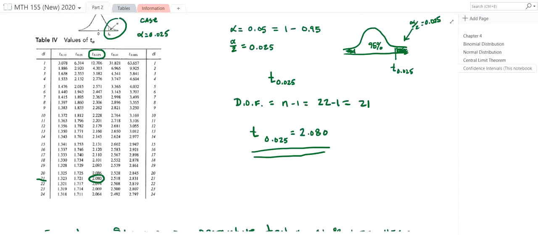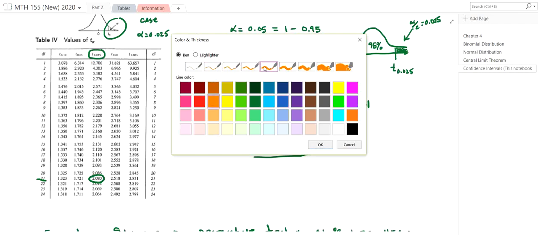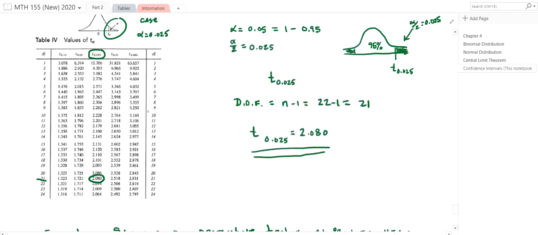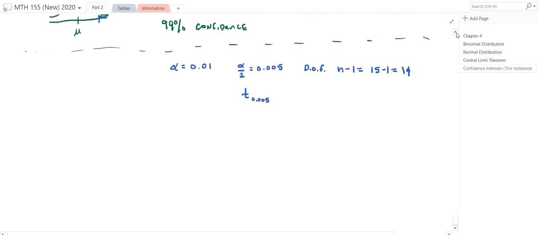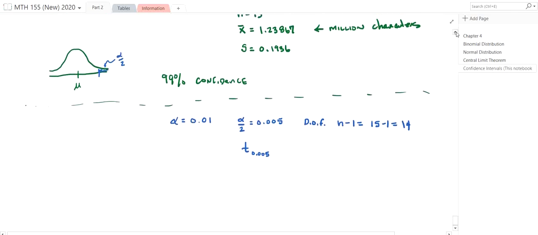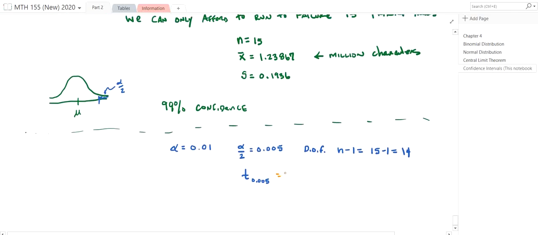Let's pick a different color that stands out. Let's go with orange. So here's t of 0.005, and then here's 14. And we cross-reference this, so our t value is 2.977. So we're going to use this in our confidence interval. t of 0.005 equals 2.977.